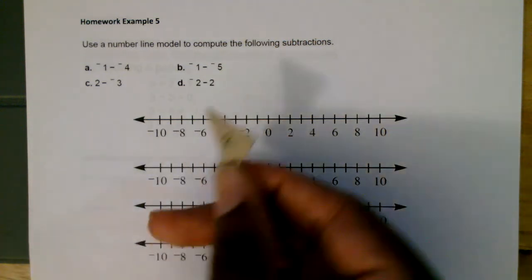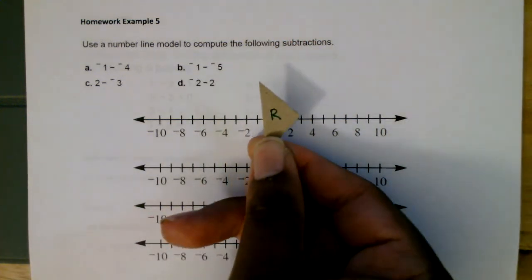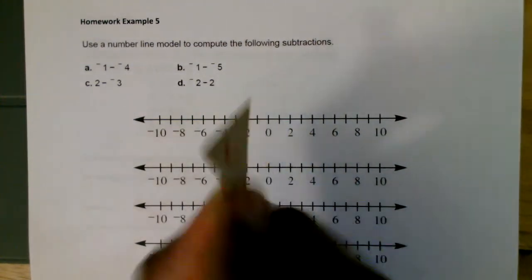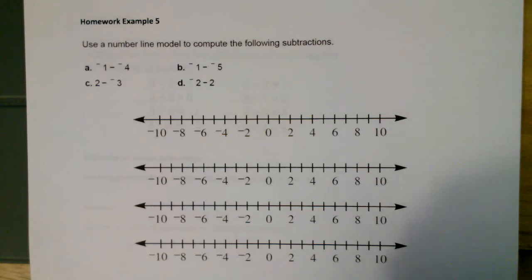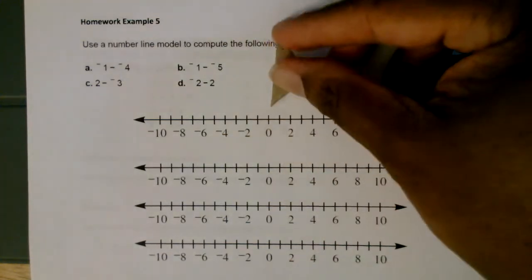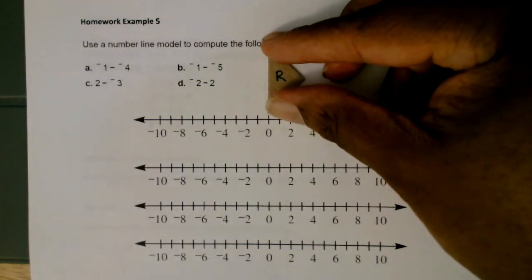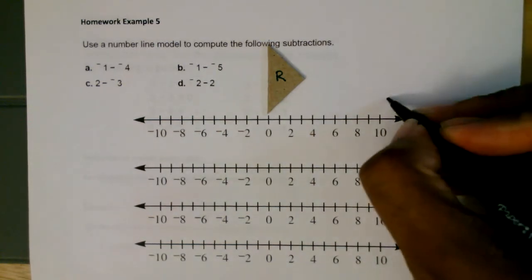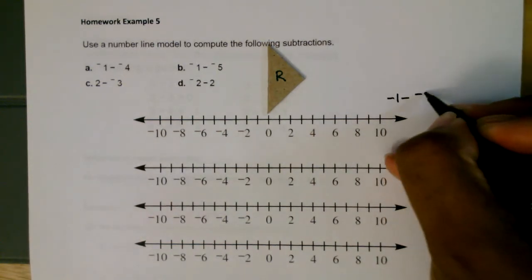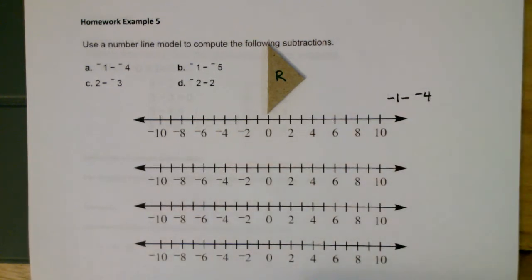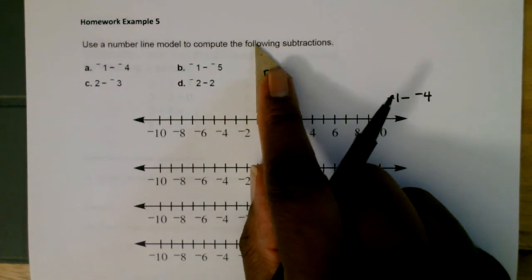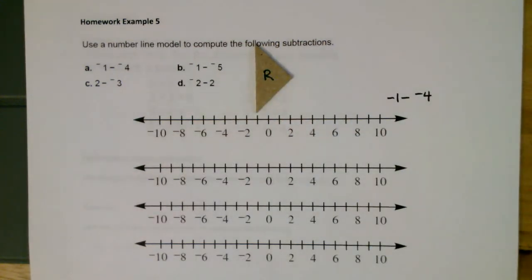Now I'm going to use some type of model here, like this arrow right here, where I got R for right and L for left. So for -1 minus -4, we're always going to be facing to the right in this case, and it's -1. So that means we walk backwards to 1, like this.